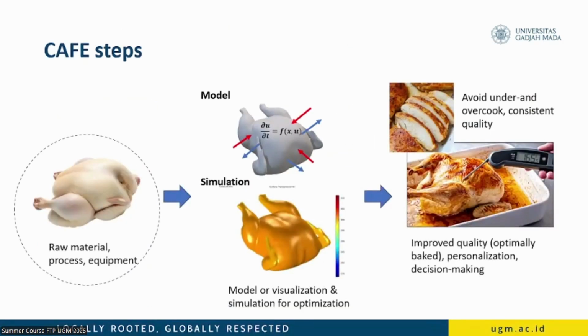So the computer-aided food engineering steps start from, we know the raw materials, process, and equipment. We create the models and do simulations with, of course, the right method of simulations using the right mathematical models to avoid under or overcook, and also consistent quality, improve quality, personalizations, and make decision making.